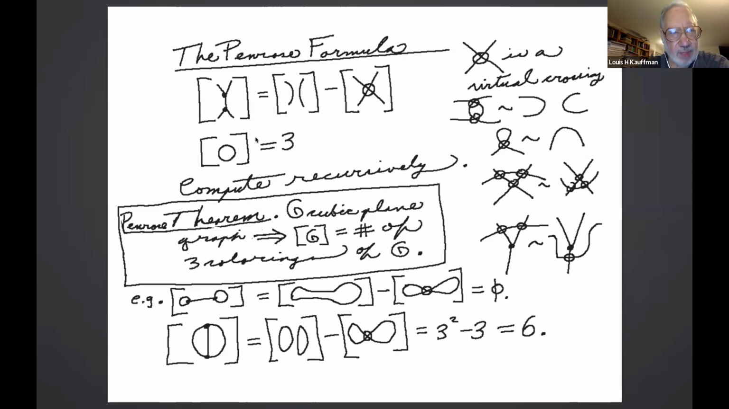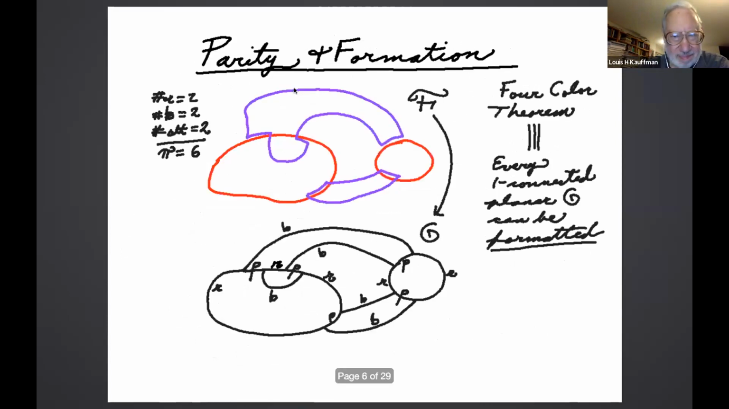And if you were to believe Penrose's formula, you could perhaps use it as a tool to try to prove the four-color theorem, because another way of saying what the four-color theorem says is that a one-connected cubic plane graph will have a non-zero evaluation.